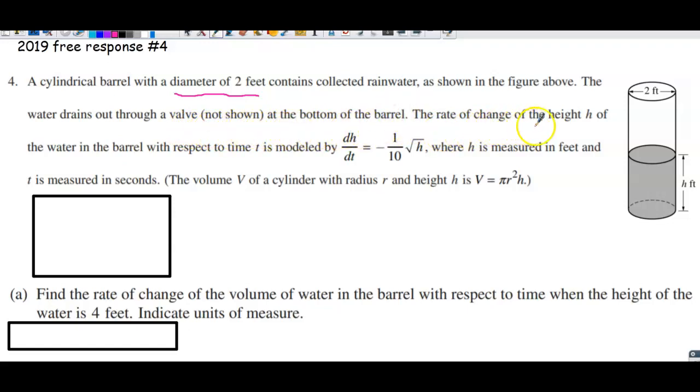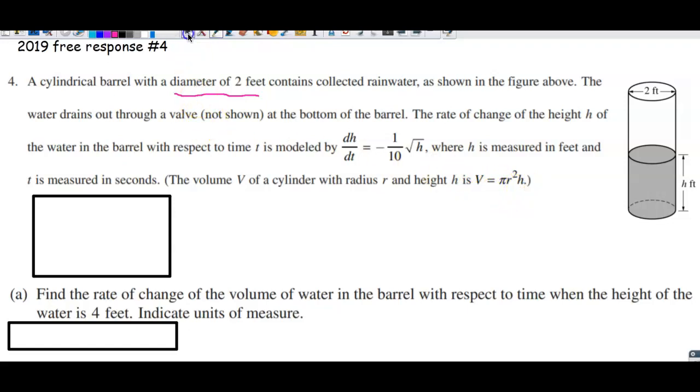The rate of change of height of the water in the barrel with respect to time is modeled by this differential equation, dH/dt equal to negative 1/10 square root of h, where h is measured in feet and t is measured in seconds. The volume of a cylinder with radius r and height h is V equal pi r squared h.